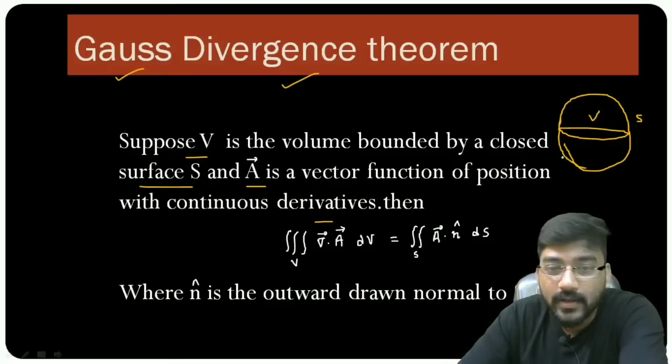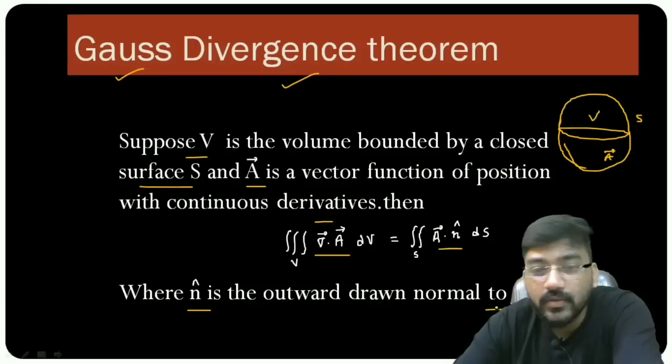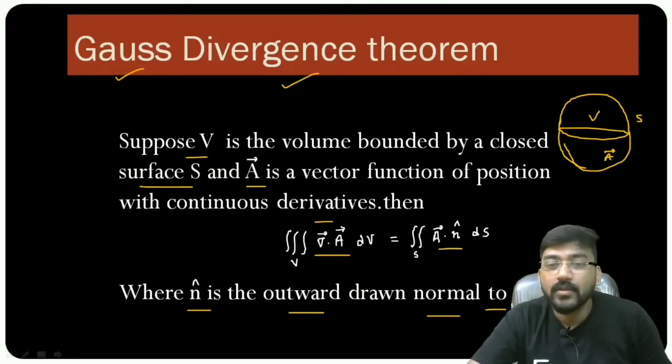So if a vector function A exists in this region, then the volume integral of divergence A dV will be equal to the surface integral of A dot n cap dS, where n cap is the outward drawn normal to S. So what is n cap? n cap is the outward drawn normal to S. How can you choose this outward drawn normal? If this is a closed surface like a sphere, then the outward drawn normal will be something like this. This will be the outward drawn normal.